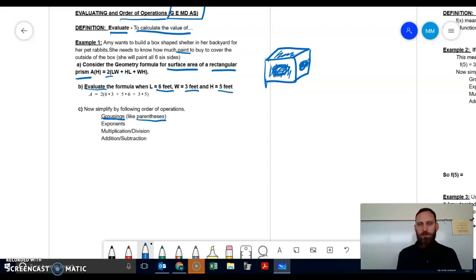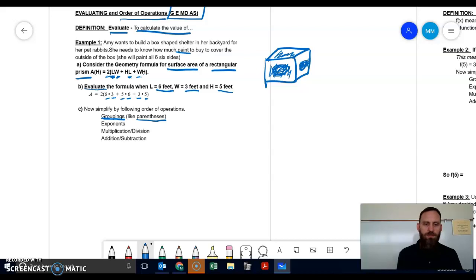Now you did this in geometry. You took formulas, you plugged in numbers, and you came up with an answer. That's evaluating. And it's also using order of operations. So I'm going to plug in for every single length. So there's 2 lengths. There's an L here and an L here in the formula. I'm going to plug 6 in. For width, here and here, I'm going to plug 3 in. For height, I'm going to plug 5 in. So it's 2 times 6 times 3 plus 5 times 6 plus 3 times 5.